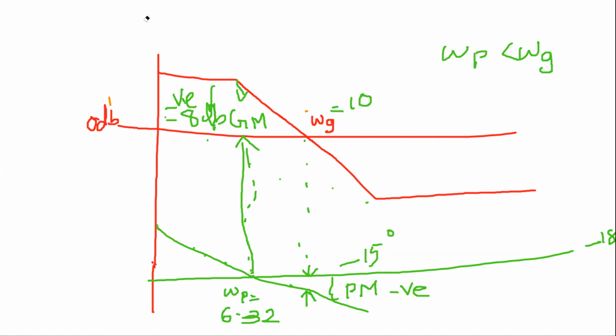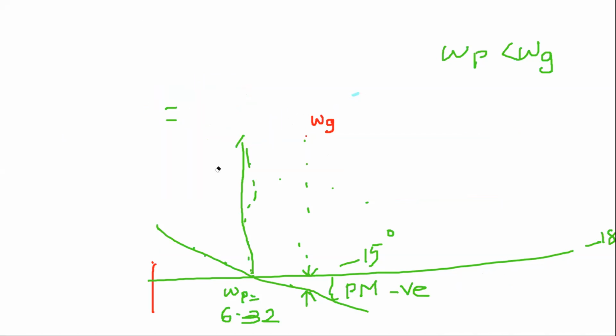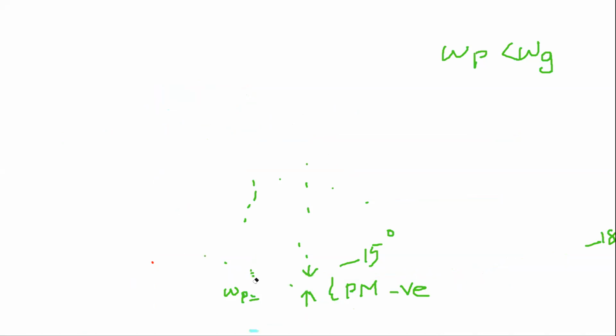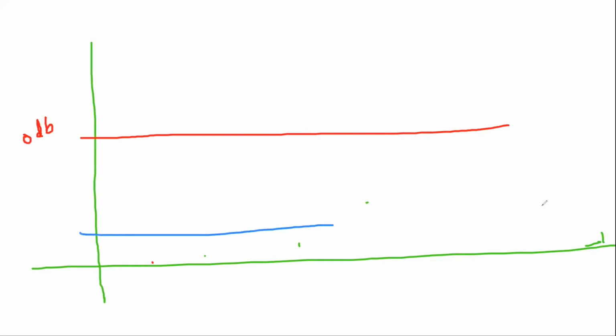This is for this particular problem. What if your omega p is greater than omega g? How does the situation look, and how do we find the phase margin and gain margin for the case when omega p is greater than omega g? So you might have a situation wherein you have your magnitude plot, which has a 0 dB line. Always you should have a 0 dB line, and also a minus 180 degrees line for the phase angle.